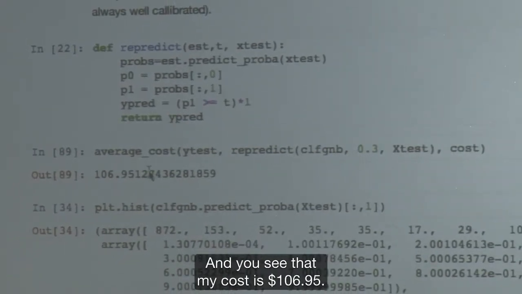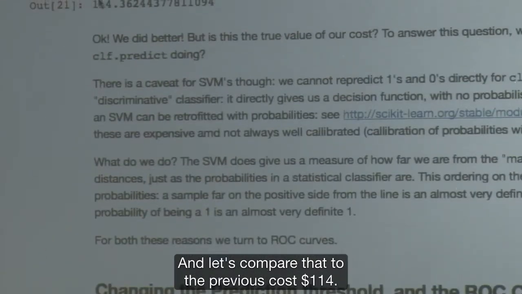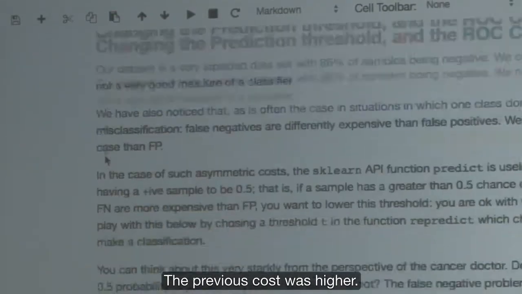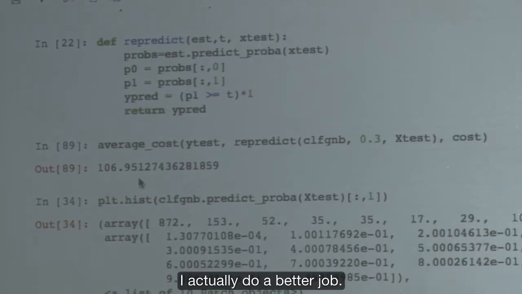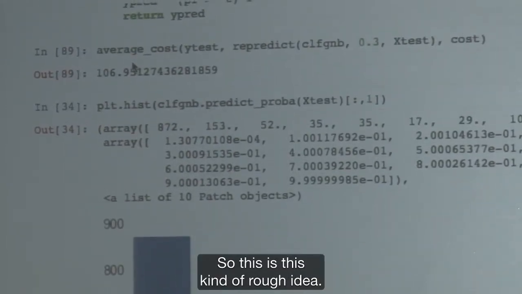And you see that my cost is 106.95. And let's compare that to the previous cost, 114. The previous cost was higher. So by changing my threshold to something like 0.3, I actually do a better job. So this is the kind of rough idea.